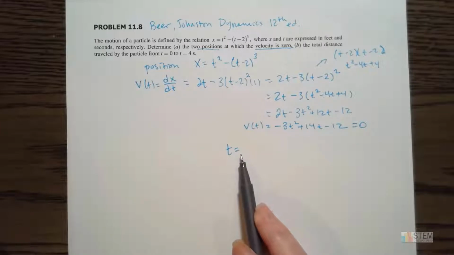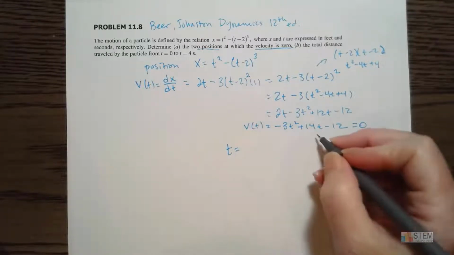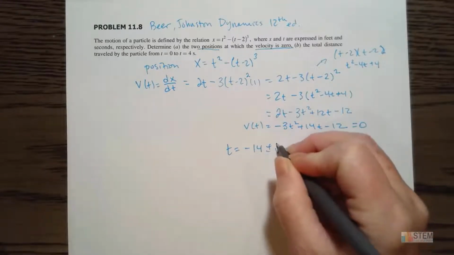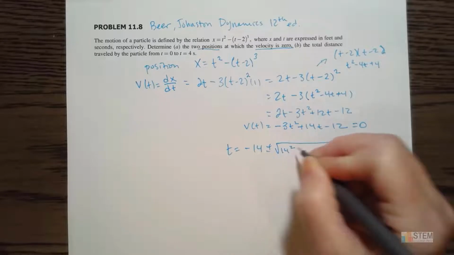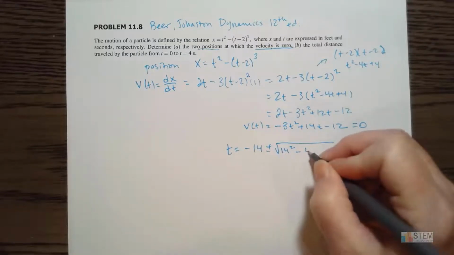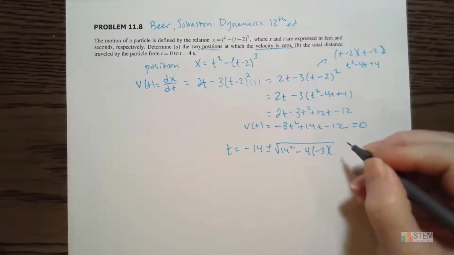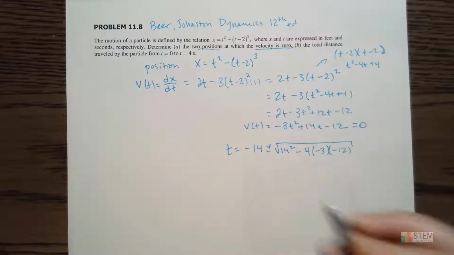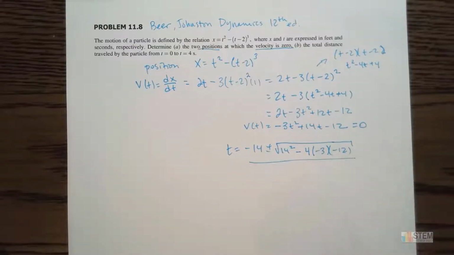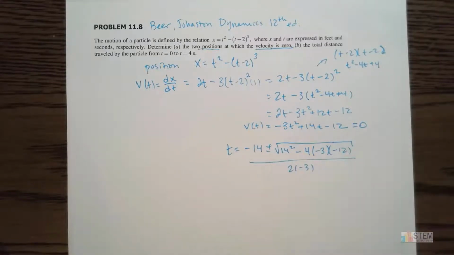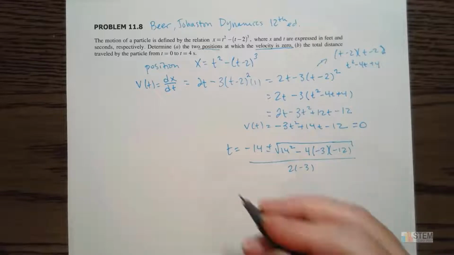So remember, we're going to have negative b, which is right here, so negative 14, plus or minus the square root of b squared, so it's 14 squared, minus 4 times a, which is -3, times c. And then everybody remember what the denominator is? It's 2a, right? So we're going to have 2 times -3. That's just your quadratic equation there, and then you go through and solve.